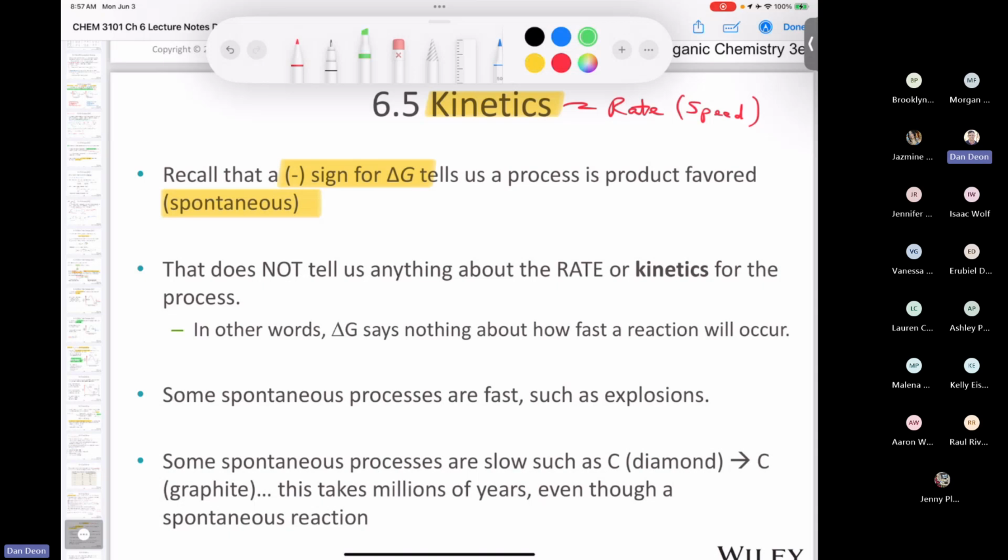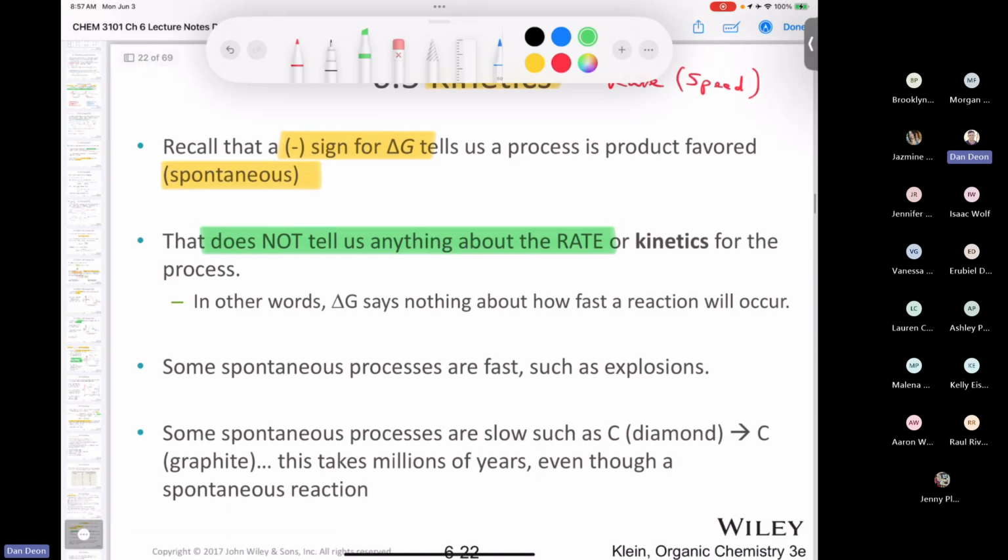Just because the reaction has a negative delta G, it doesn't tell you anything about the rate, how fast the reaction is going to occur. And yes, some reactions that are spontaneous are fast. There are some of them that are super fast, like an explosion, right? If you fire a gun, when the spark from the primer lights the gunpowder, yes, it's very, very fast. I admit that.